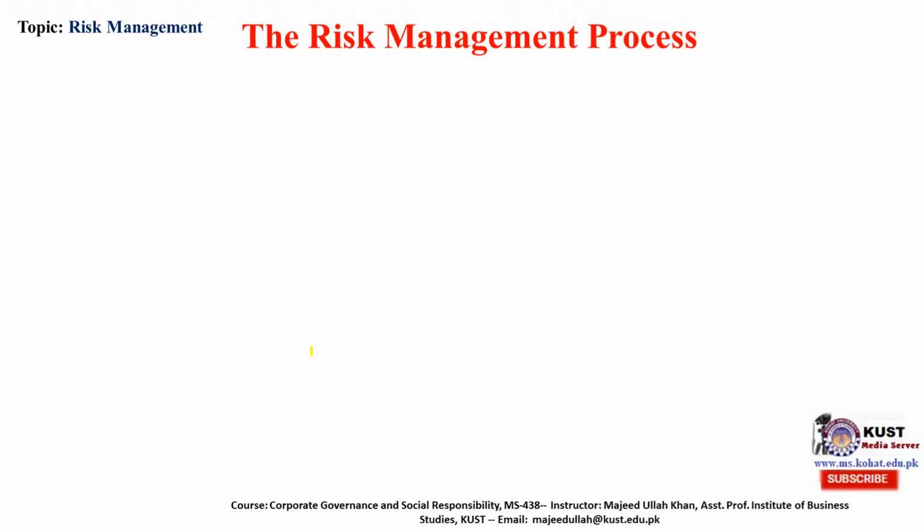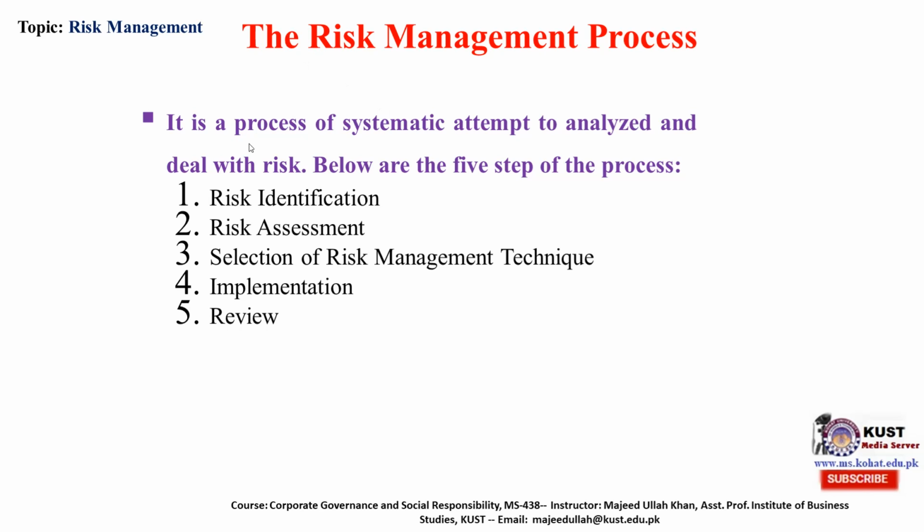What is the risk management process? It is a process of systematic attempt. It should not be haphazard. There must be a systematic attempt to analyze. First you have to examine and analyze what type of risk it is, how much the company is exposed, the severity of the risk, and then deal with the risk accordingly.